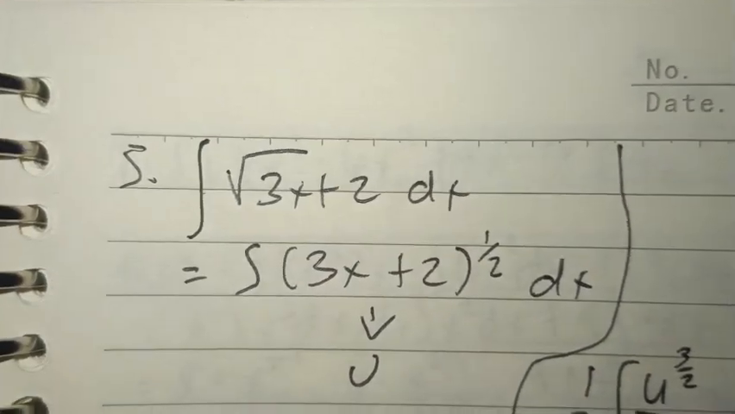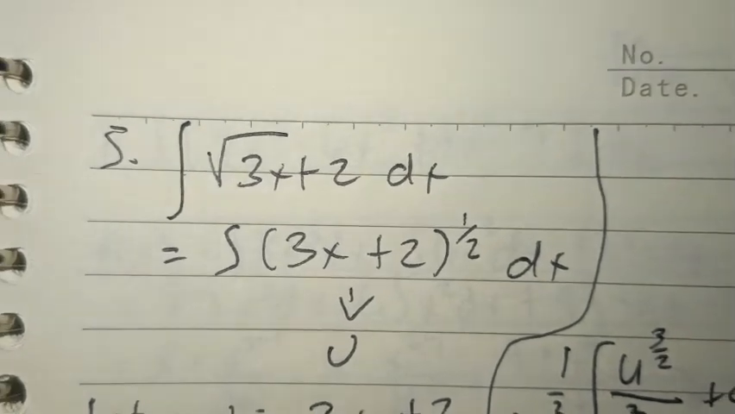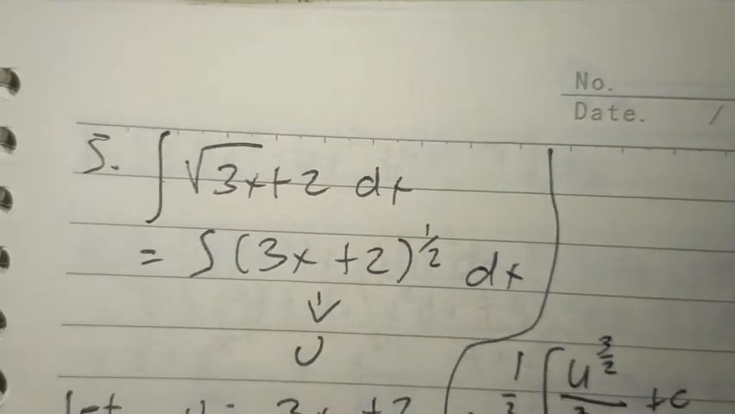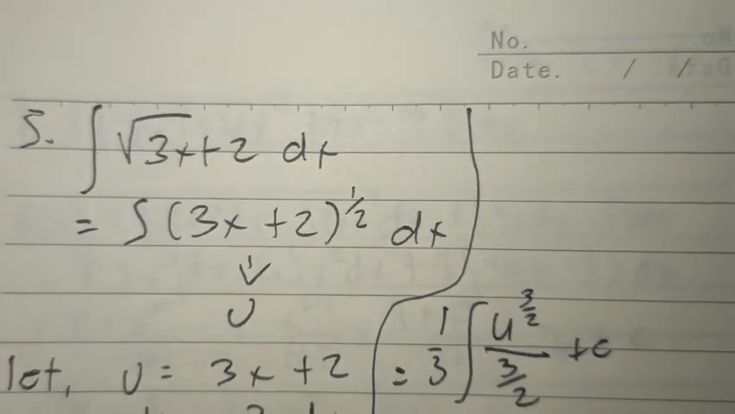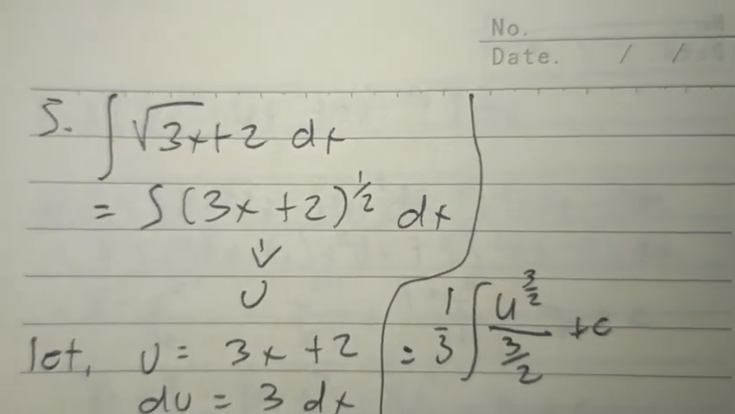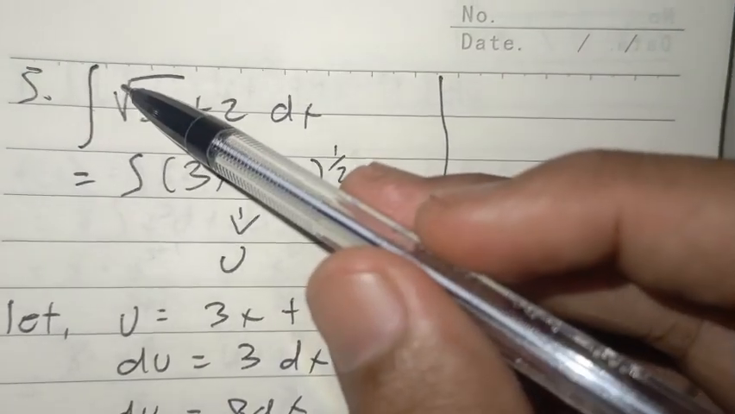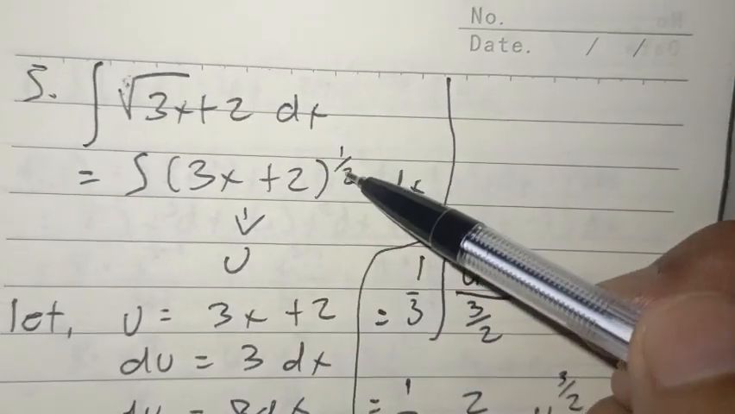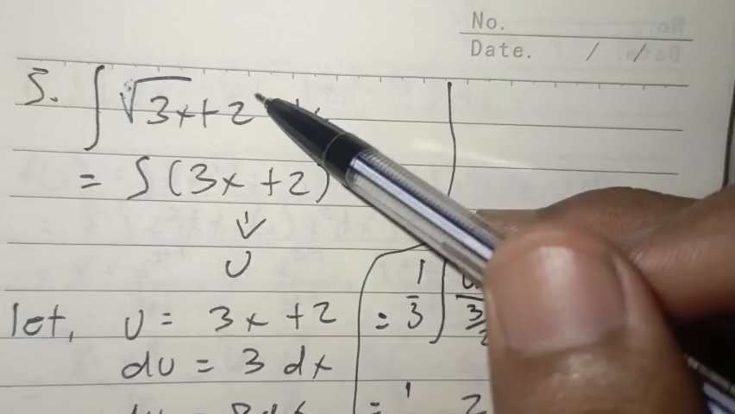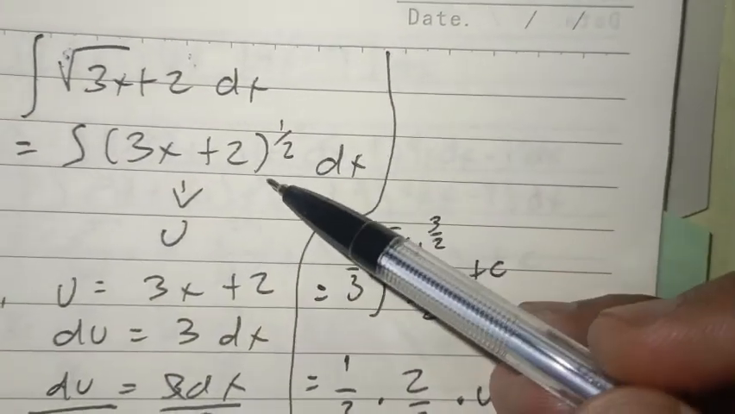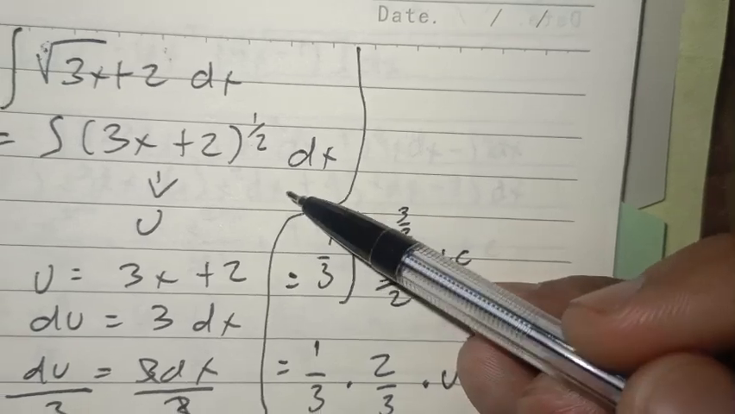We have here our final equation to get the antiderivative of square root of 3x plus 2 dx. Now, the rule when we have a square root here is we have to get the index number 2 as our denominator and the power here as 1. So it converts to 3x plus 2 raised to 1 half dx.